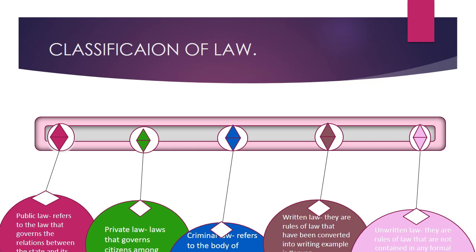Then there is written law. They are laws that have been written or that have been converted into writing into the Kenyan Constitution. These are laws that have been written down and approved by the government. Unwritten law. Unwritten laws are rules of law that are not contained in any form of document. The existence of such rules is justified by the existence of the customs from the society. For example, the African customary law.